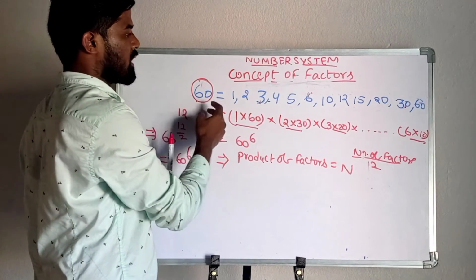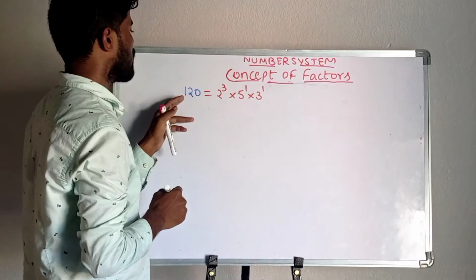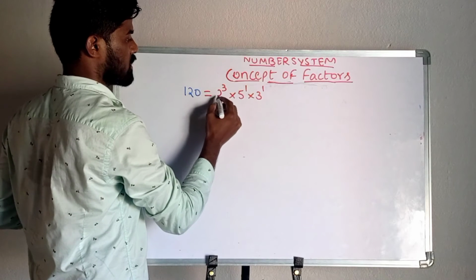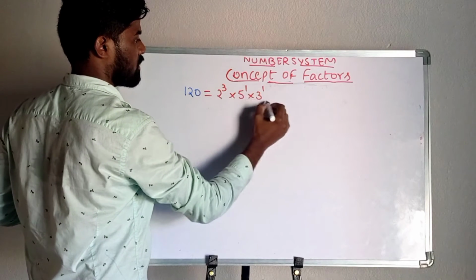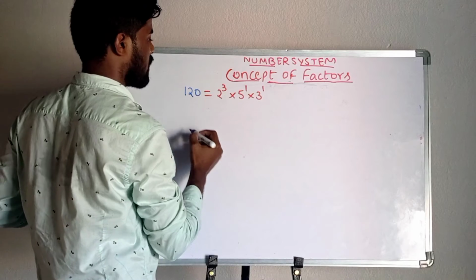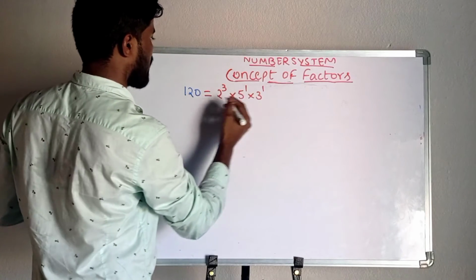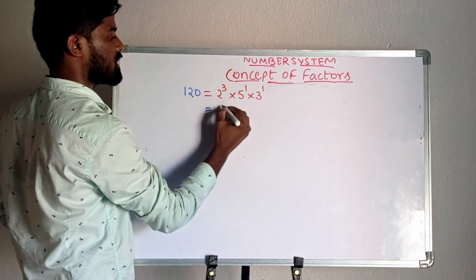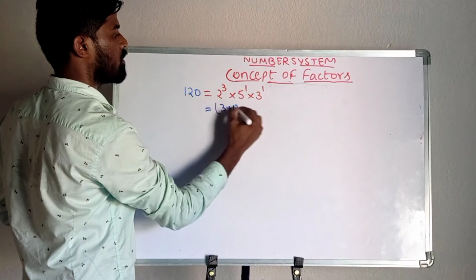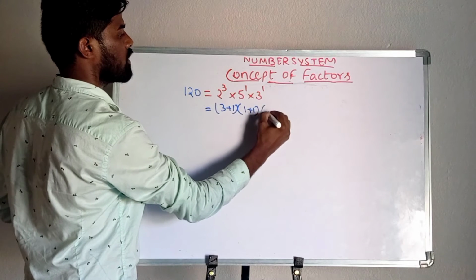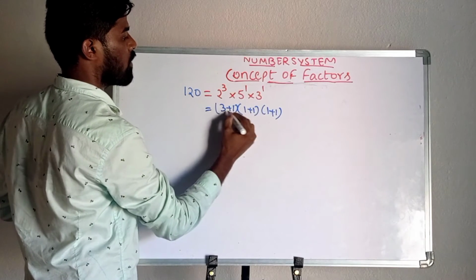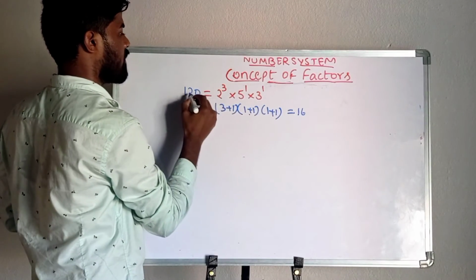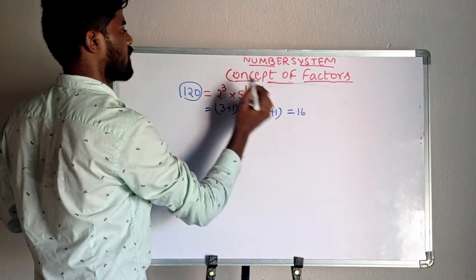Now we will solve one more example so that we all will get clarity. Here given number is 120. 120 can be written as product of prime numbers like this, 2 cube into 5 power 1 into 3 power 1. First we will find number of factors, that is p plus 1 into q plus 1 into r plus 1, 3 plus 1 into 1 plus 1 into 1 plus 1, 4 into 2, 8, 8 into 2, 16. That means number of factors for 120 are 16.